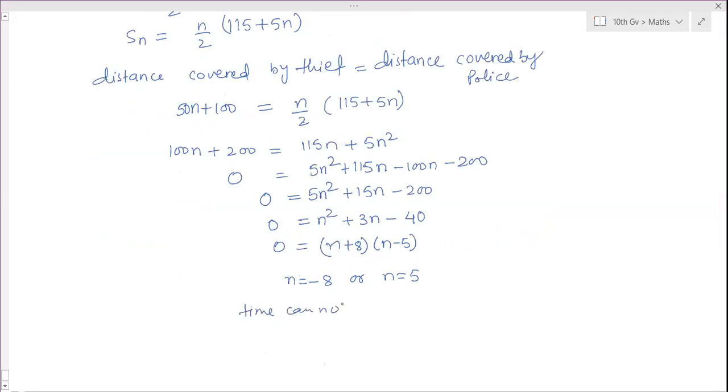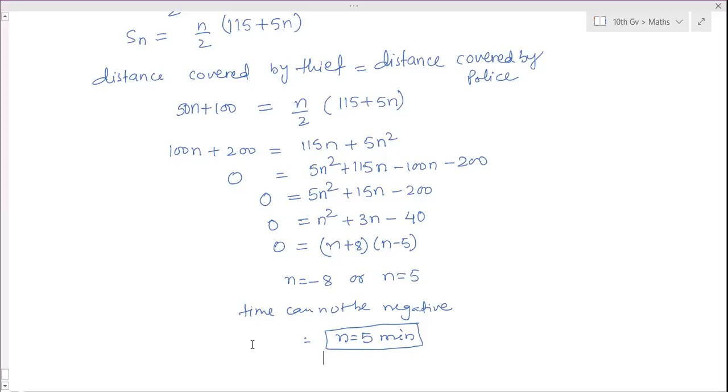Time cannot be negative. So therefore n is equal to 5 minutes. So police will catch the thief in 5 minutes. Is it clear? Yes, ma'am.